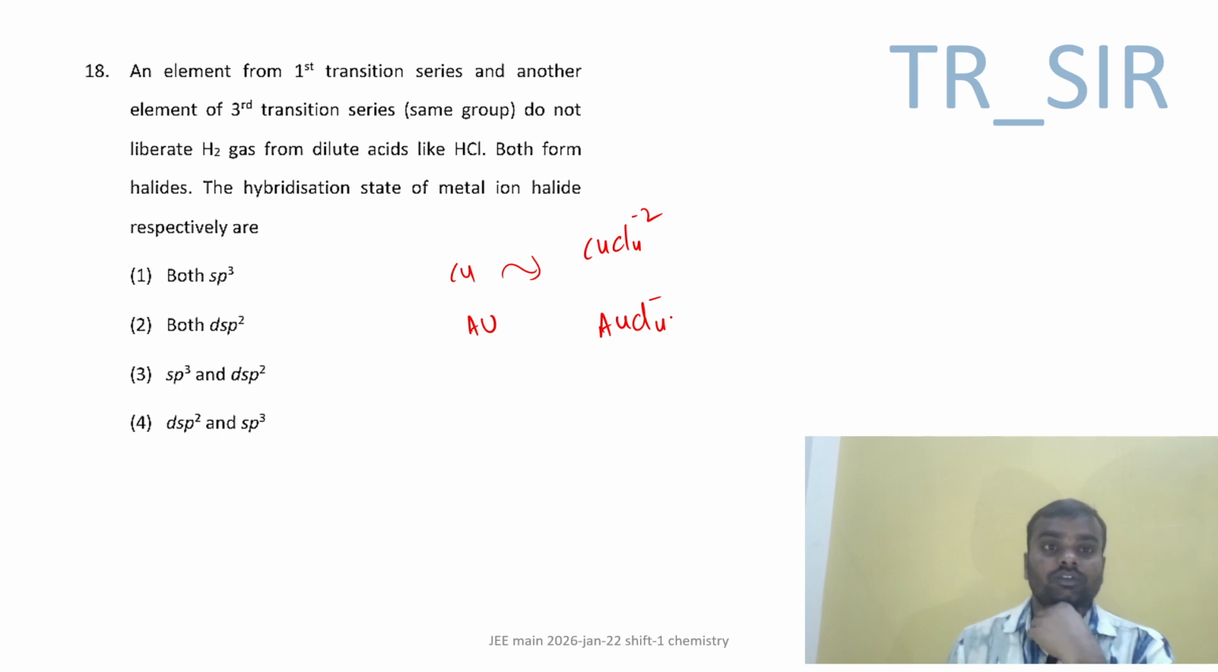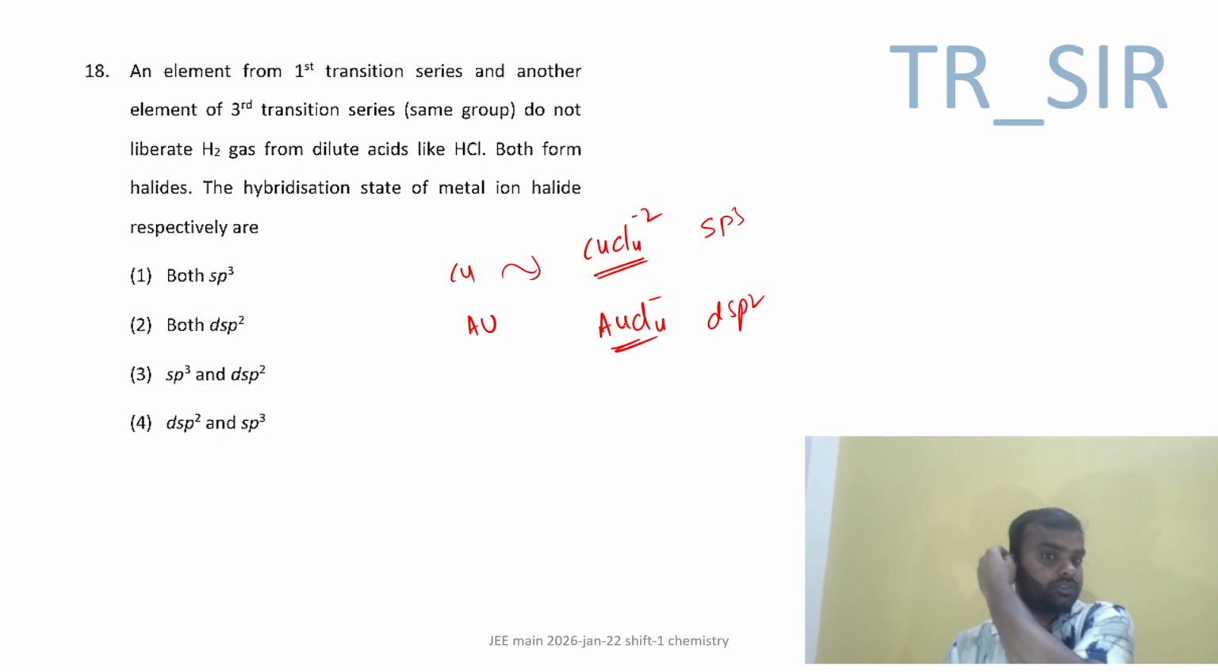Okay. So the hybridization of the central metal ion will be how much? It will be sp3 for one, and this will be dsp2. Why? One is tetrahedral, the other will be square planar. So option 3 is the right answer.